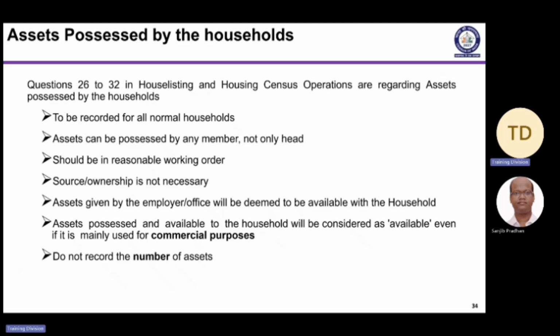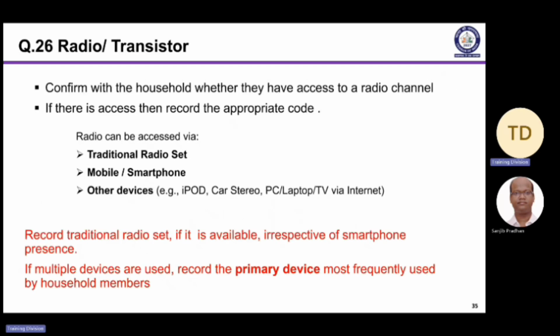Then assets possessed and available to the household will be considered as available even if mainly used for commercial purposes. This is mainly for four-wheeler. Then do not record the number of assets. I think in the mobile app it is not possible to record the number of assets. Initially in 2011 some enumerators were recording the number of assets because they had to write the numbers manually. But this has to be brought to the notice of the enumerator.